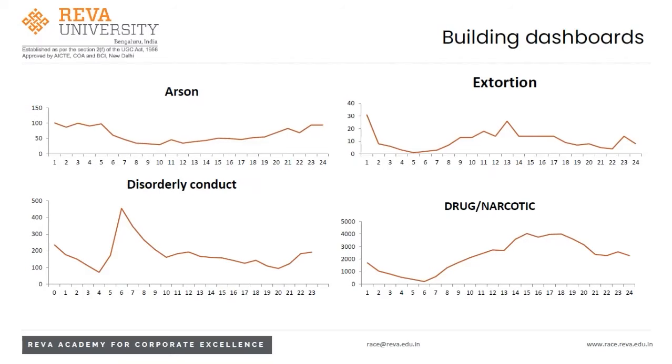Now you can see here, there are 4 different types of crime that I've pulled out. Now the first type of crime that you see here is arson. Now in a day, there are 24 hours, which I'm plotting on the x-axis, and the number of incidents that I'm plotting would be along the y-axis.